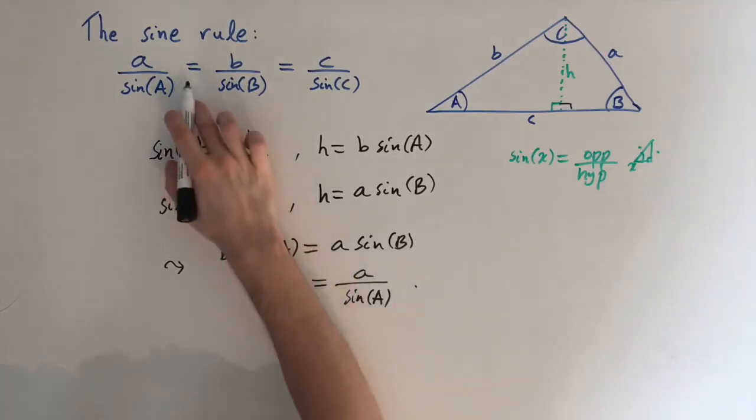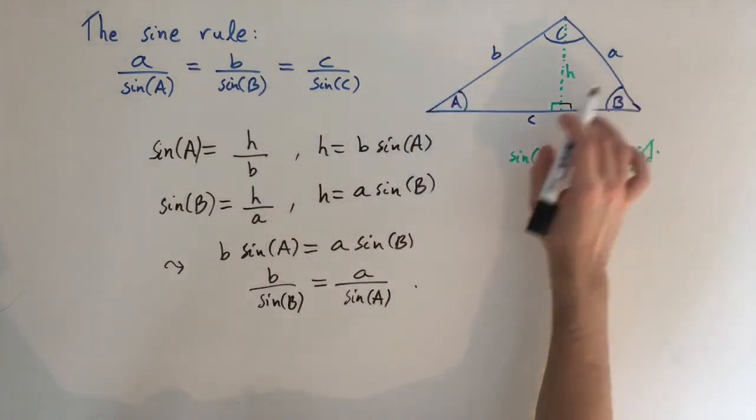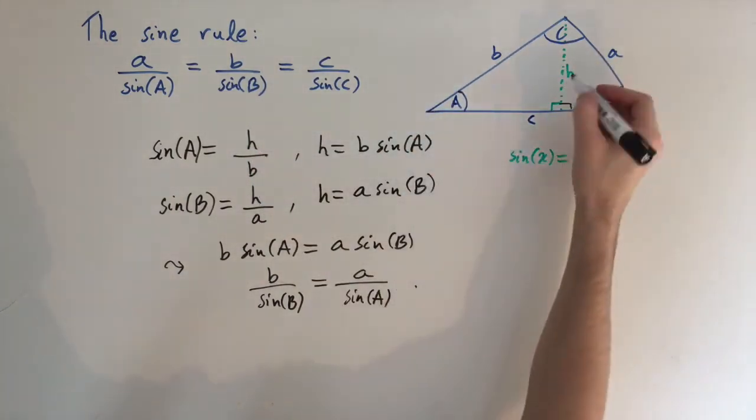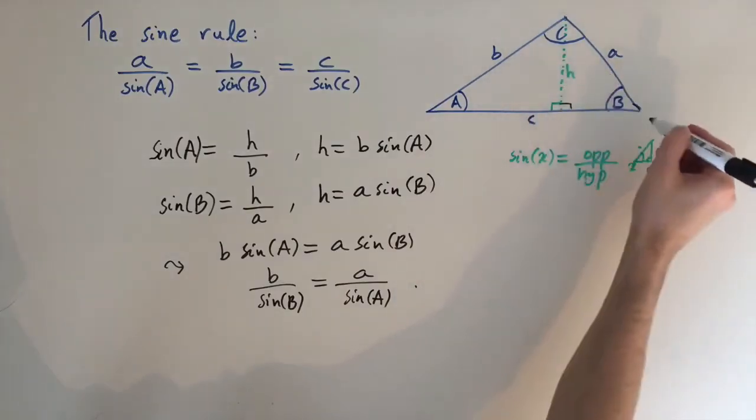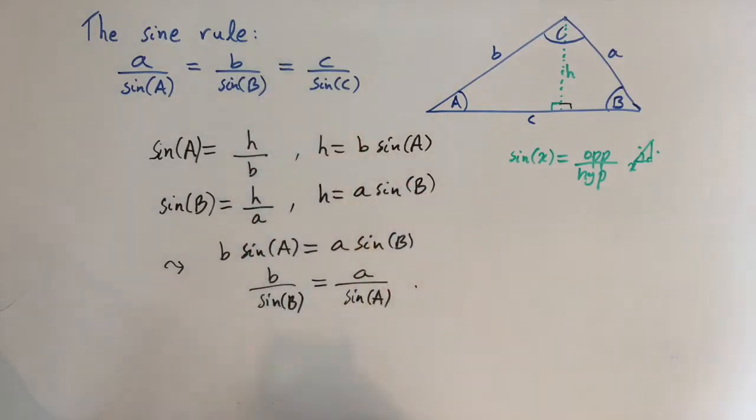So we just showed this first equality, but the second one follows just by relabeling all the points. So I'm not going to do it here, but if you just draw the vertical line from a different vertex, then you can show this equality as well. But it's the same strategy essentially.